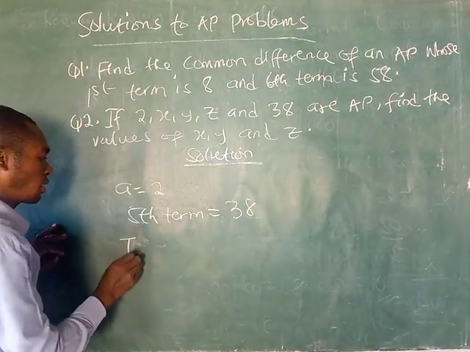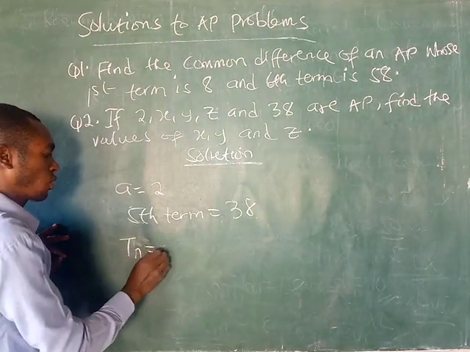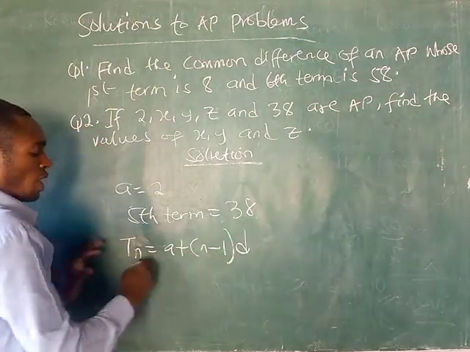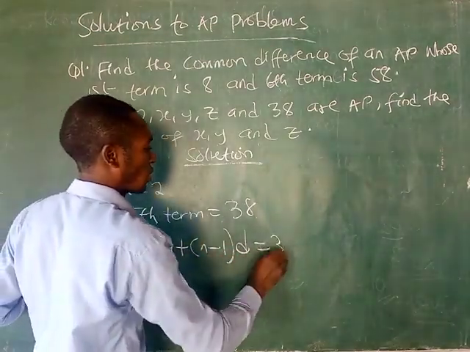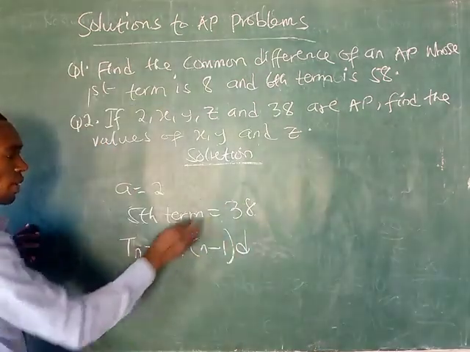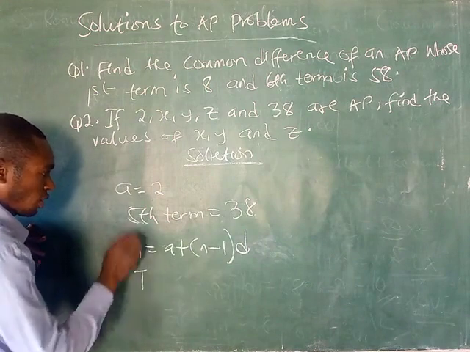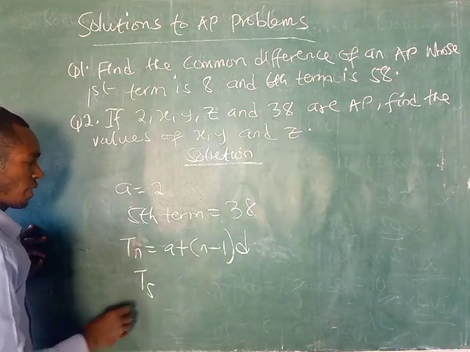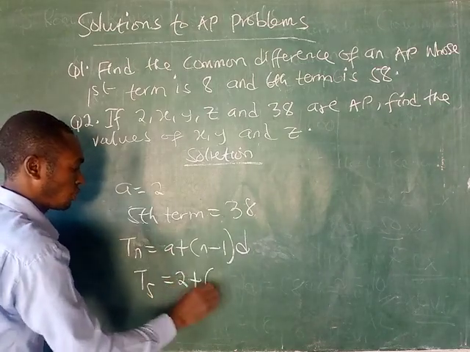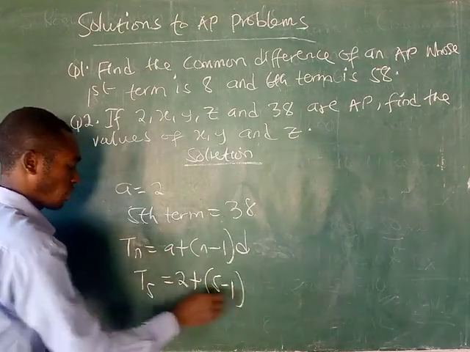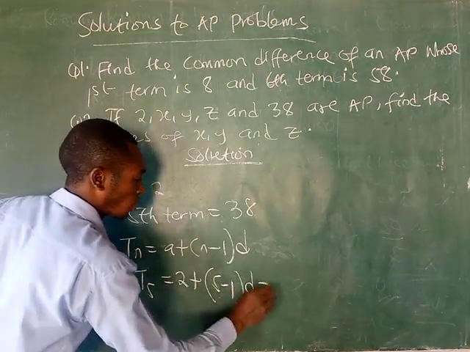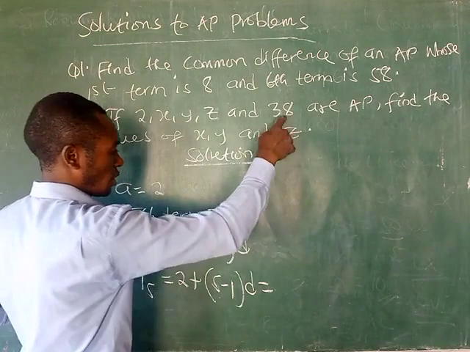Now, don't forget we said to use Tn, which is equal to A plus n minus 1, D. Now, I can equate it to 38, or rather, equal to the term given, or let's take it gradually. Now, we have T5 equal to A is 2 plus 5 minus 1. Don't forget, n is 5. 5 minus 1, D equal 38.